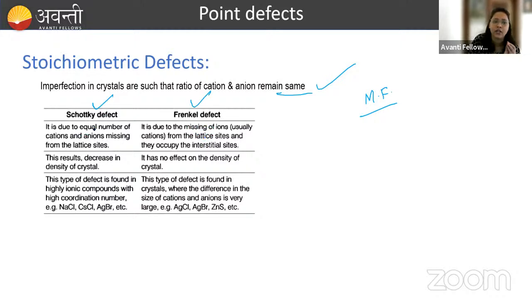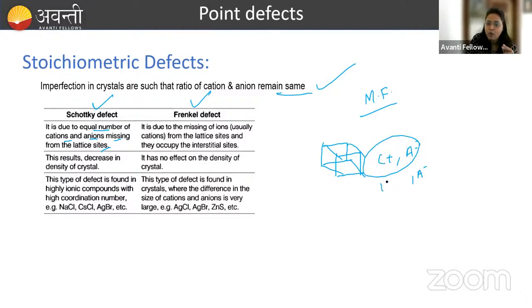These defects are due to equal number of cation and anion missing from the lattice site. So here, from the given lattice site, cation as well as anion both are missing. If one anion is missing, one cation will be missing. So equal number of cation and anion are missing from the given unit cell lattice sites.